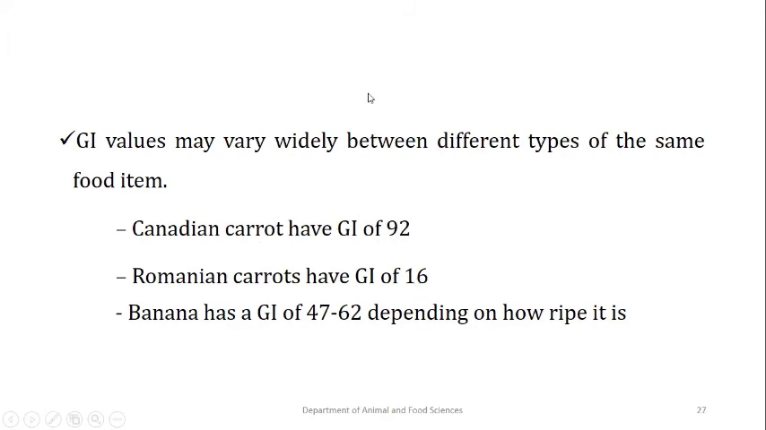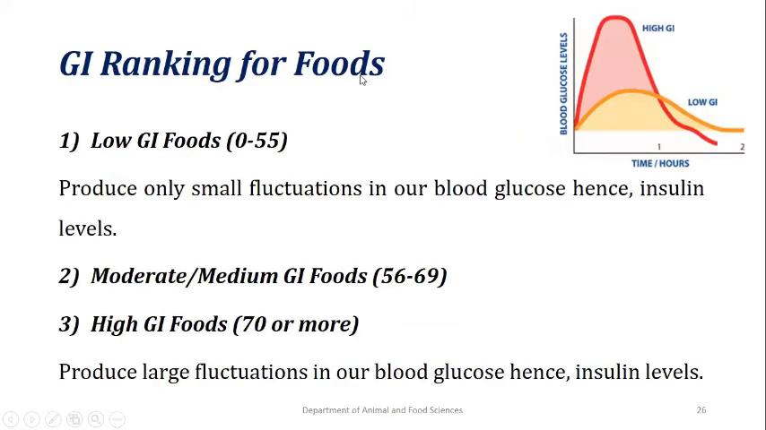But GI is a good index to understand the glycemic response of foods, to compare the glycemic index of foods, and to avoid the foods that are not desirable for our health. Okay.